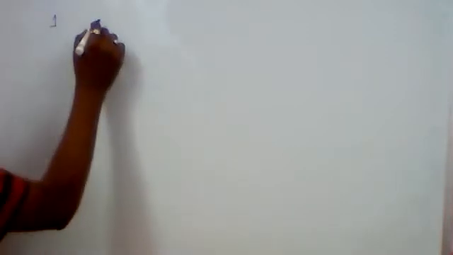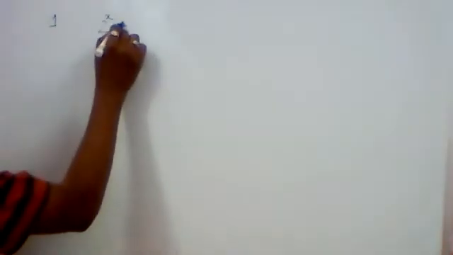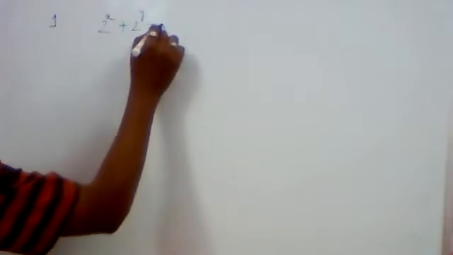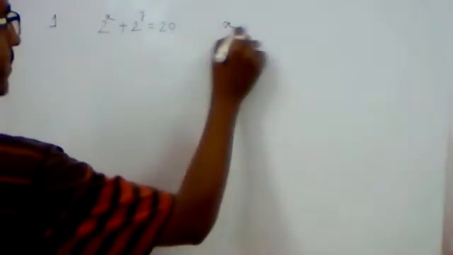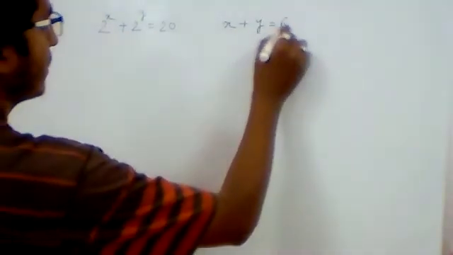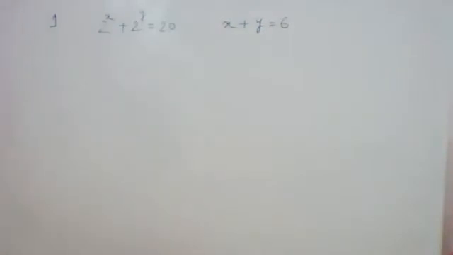Okay. Today we will discuss some problems of class 9. First of all, let me explain one problem. Let us solve this one. Suppose there are two equations, 2 to the power x plus 2 to the power y equal to 20, and x plus y equal to 6. See that there are two variables present, x and y, and there are two equations.